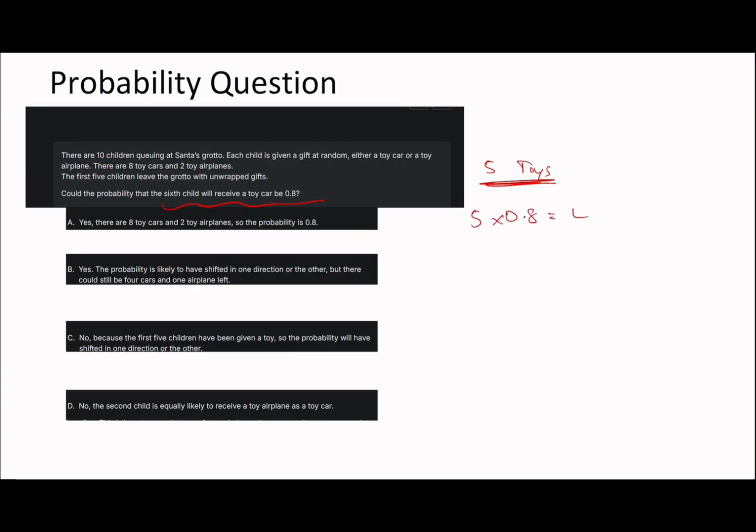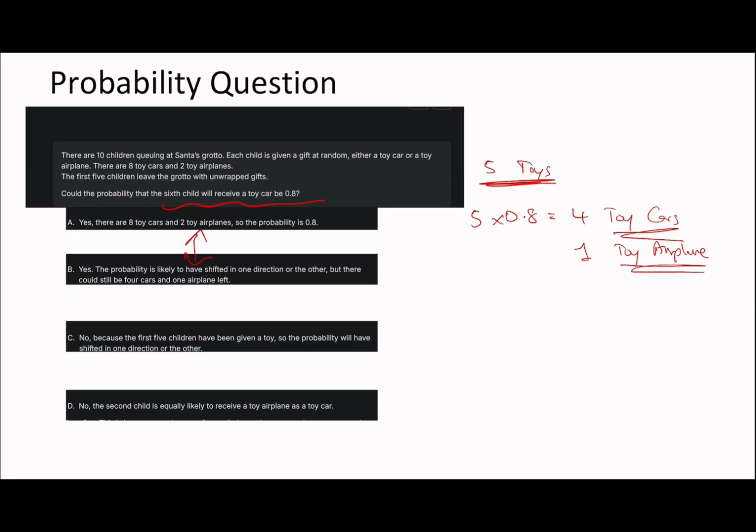Well, can you do that? 5 times 0.8 is 4. So there could be 4 toy cars, and since we have 5 in total, 1 toy airplane. So actually this is a possibility. Because it doesn't say is the probability, it's could it. So I would say yes.